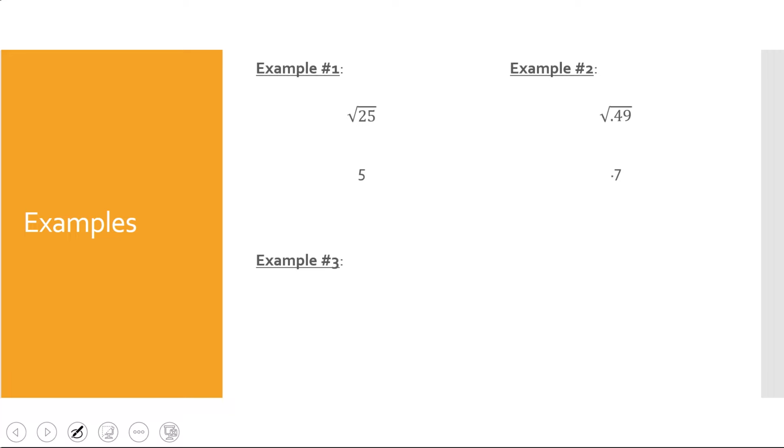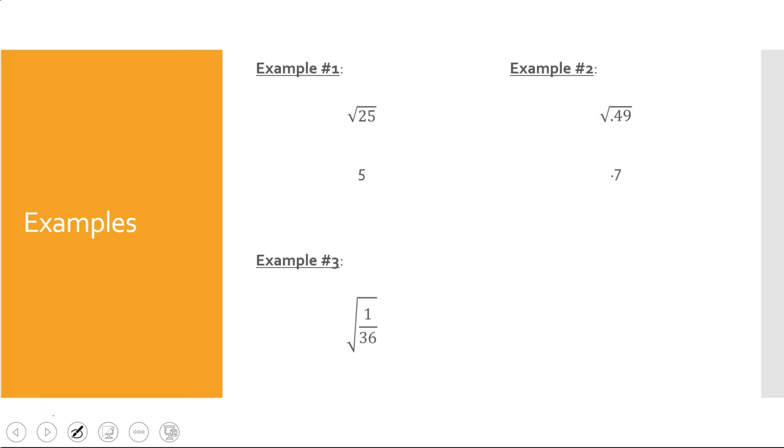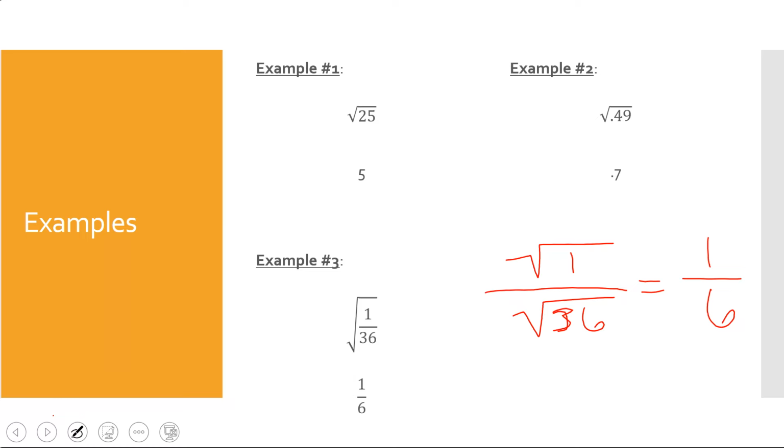All right, what about one with a fraction? Although it looks like it's difficult, really you're just saying, okay, what's the square root of 1? And what's the square root of 36? Well, the square root of 1, what times what makes 1? Well, that's just 1, because 1 times 1 is 1. And the square root of 36 would just be 6. So that means your answer then is just 1 over 6. You just break that fraction up, and then you solve it.